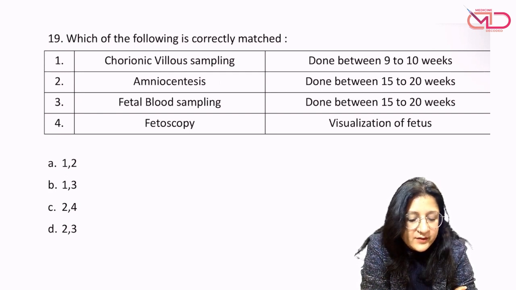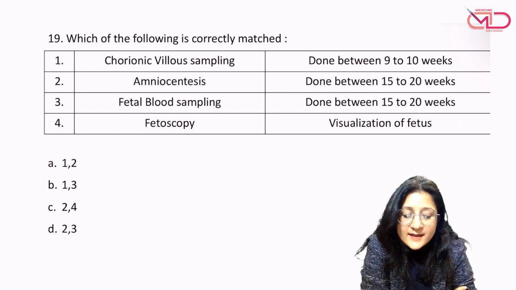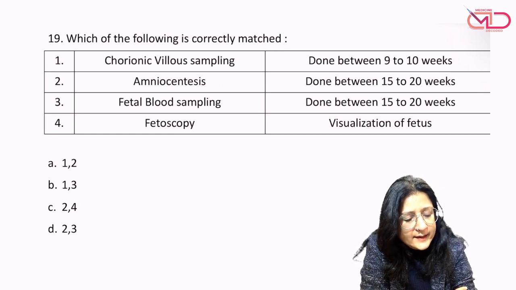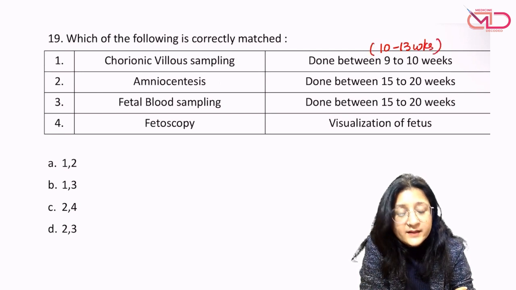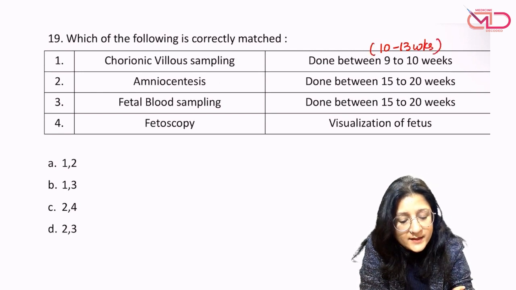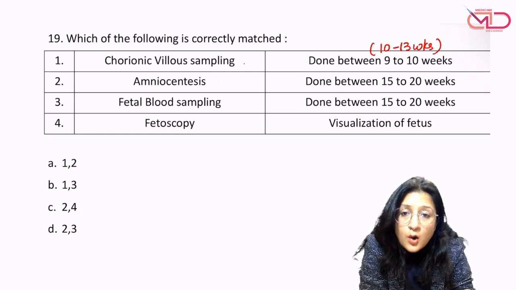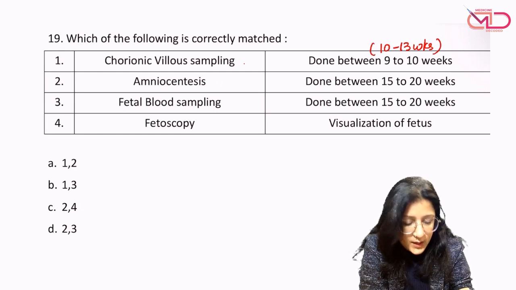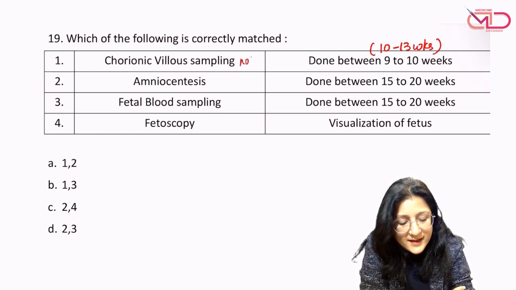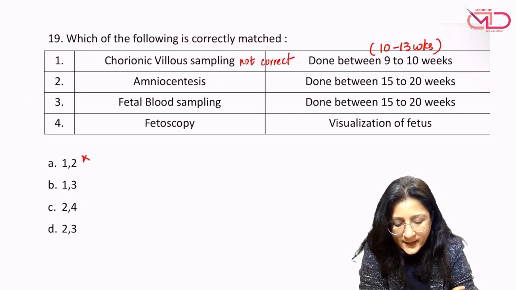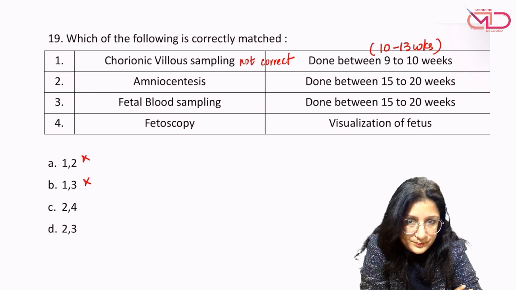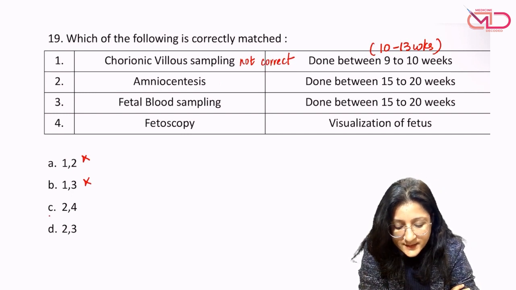So let's say we are sure that chorionic villus sampling is not done between 9 to 10 weeks. If I say that chorionic villus sampling is done anytime between 10 to 13 weeks, right? Early chorionic villus sampling is not done. So I'm sure that this option is not correctly matched. So if this is not correct, then options A and B are out. Now options C and D, 2, 4, 2, 3.